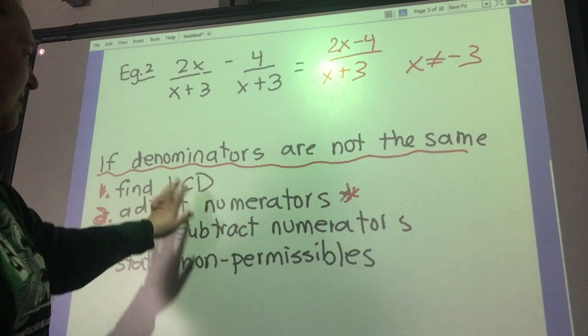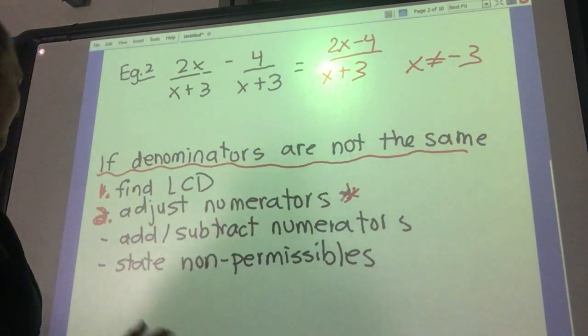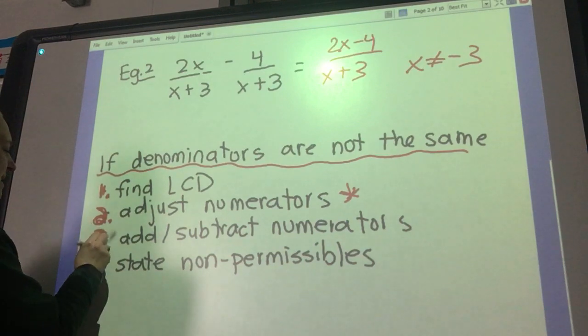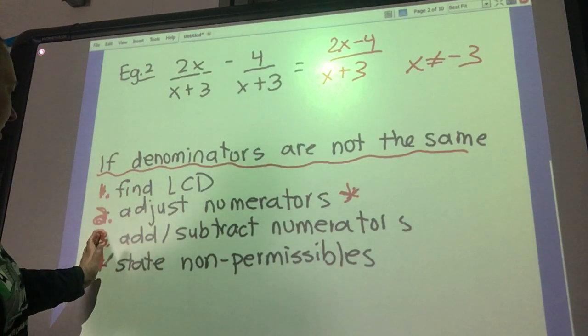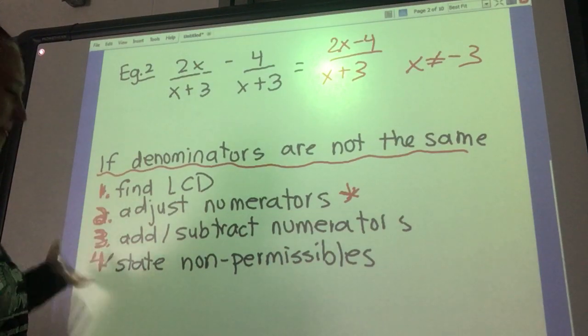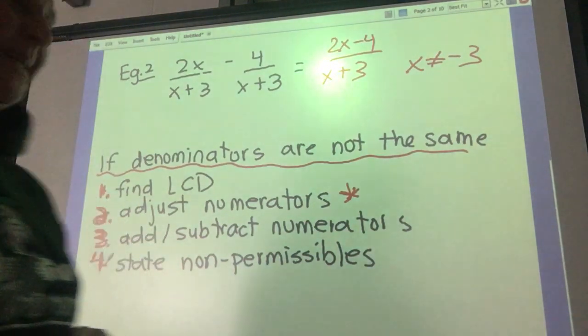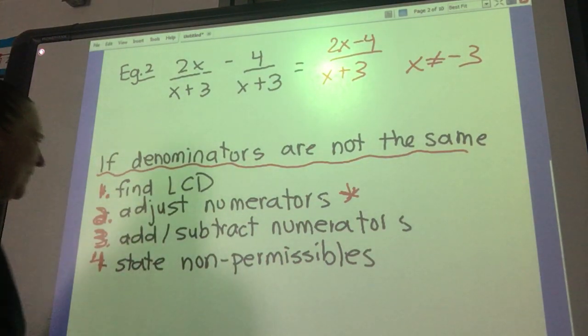So find your LCD, don't forget to adjust the numerators, and then after you adjust the numerators, the rest is easy. Then you just add and subtract as it is and state your non-permissibles. That goes back to our first example. So if they don't have a common denominator, find the LCD, adjust the numerators, then the rest is like our first 2 examples we did. Okay, easier said than done for some of them. Let's give it a try.